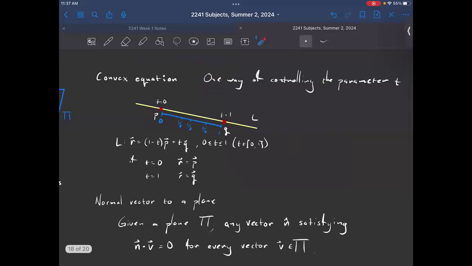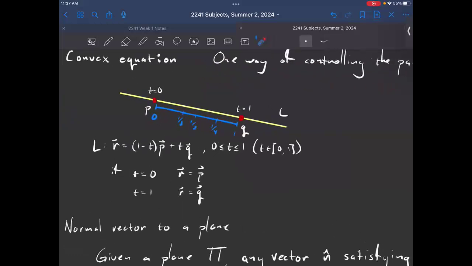All right. Convex equations are a way of controlling where the parameter t starts and ends. So they're written in this format. Why is it this format? Well, we specify values of t from 0 to 1. And this helps us understand why we use this form for the equation. Because now, if t is equal to 0, then 0 times q is 0, and 1 minus 0 is 1, and I'm just left with r equals p. If t equals 1, similarly, this term vanishes, and I get just q right there, so r equals q.